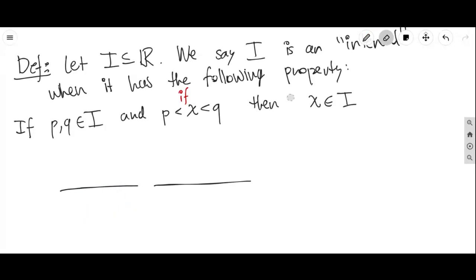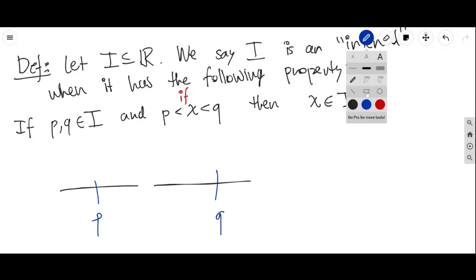However, if P is on one side, let's say over here, and Q is on the other side, then it actually matters where the X is being selected. If I select the X over here, that's okay. Here's an X between P and Q, and X belongs to the interval. However, it is conceivable that the X is chosen to be right here. And then you have a number X between P and Q, but X itself is not part of the set. It's not part of I. So this is the interval property, that if you pick any two points in the interval, anything between them is in the interval.